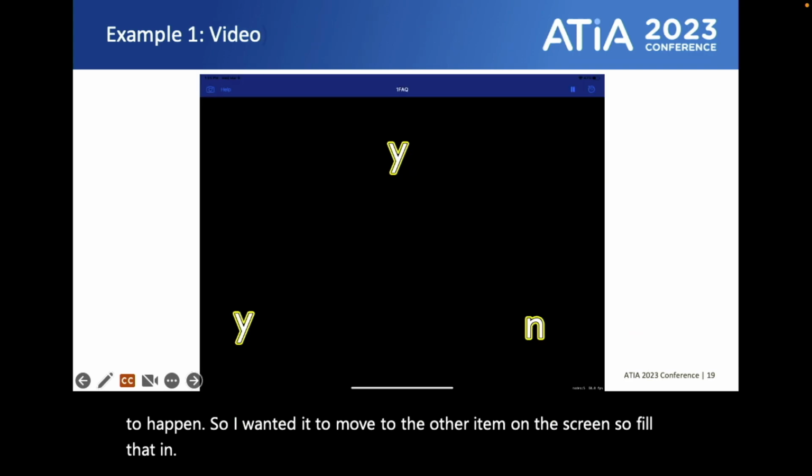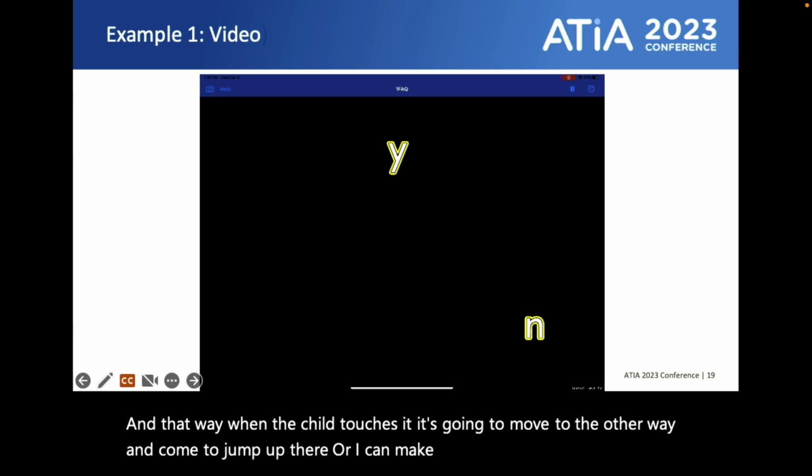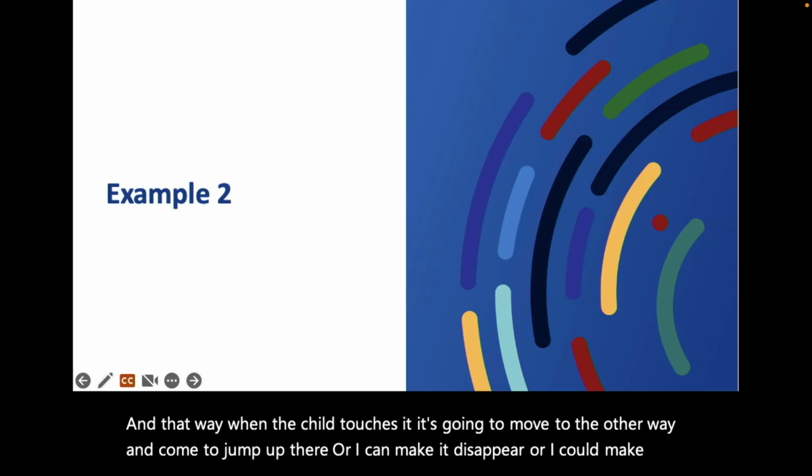And that way, when the child touches it, it's going to move the other way and kind of jump up there. Or I could make it disappear, or I could make it slide in different ways too.